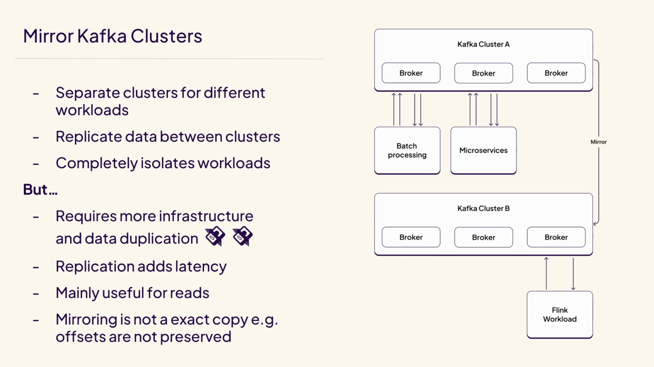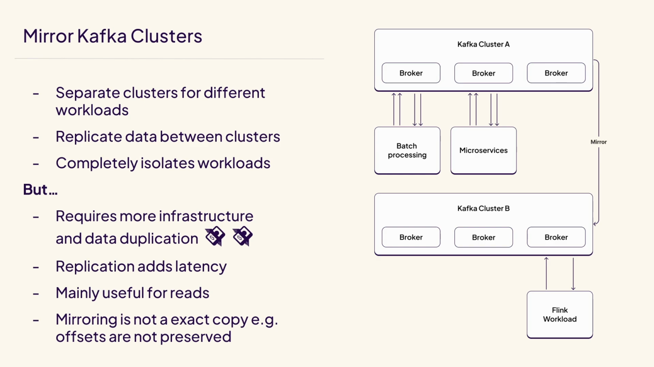OK, so the second alternative that you can try to do in order to get rid of the noisy neighbors is to mirror your Kafka cluster. Mirroring basically means just copying one of your Kafka clusters and doing an exact copy, in theory, into a secondary one. So this has the amazing benefit that it completely isolates one Kafka cluster from the other.